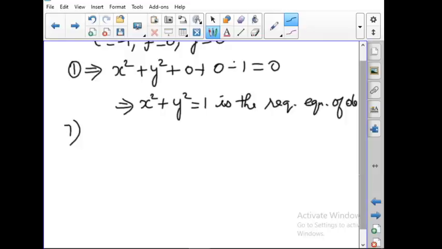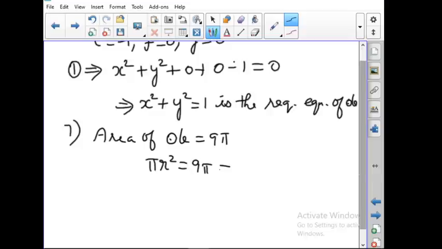Problem number 7. The area of the circle is given as 9 pi. What is the area of a circle? Pi r square is equal to 9 pi. Cancelling pi on both sides, r square is equal to 9, which implies r is equal to 3. So we got r from the given equation.